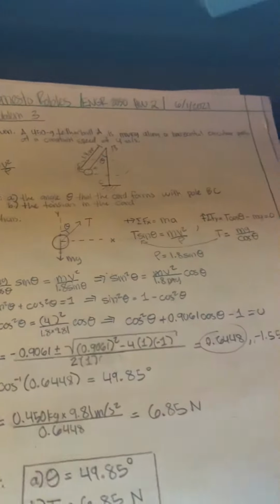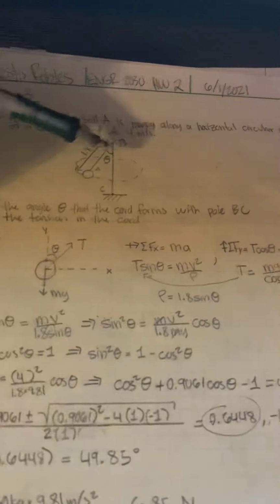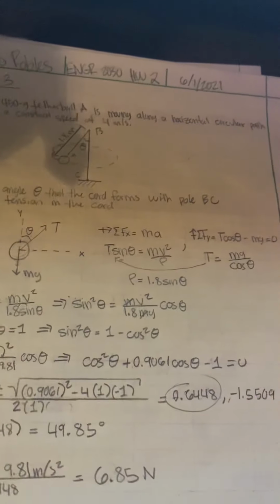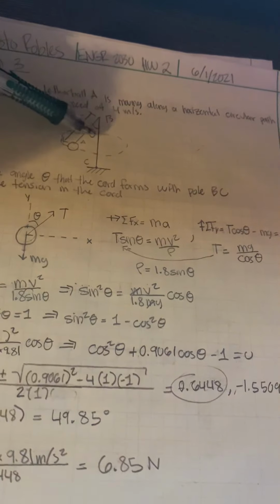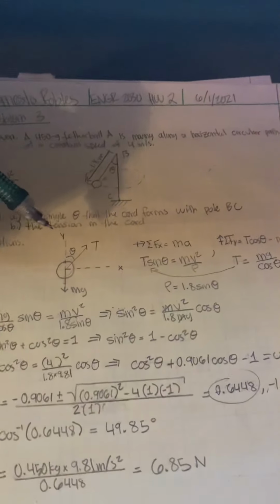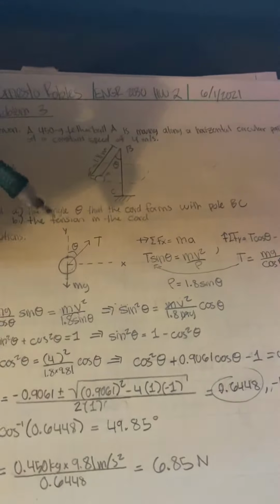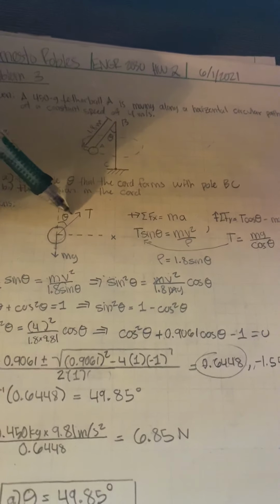Okay, so for problem 3, we're given this figure right here. It wants us to find the angle of the cord and also the tension of the cord. So to find the angle, we take the free body diagram of the ball. The angle's right here, but we would draw the straight line, it'll be opposite of it, so that's why we have the angle right here.